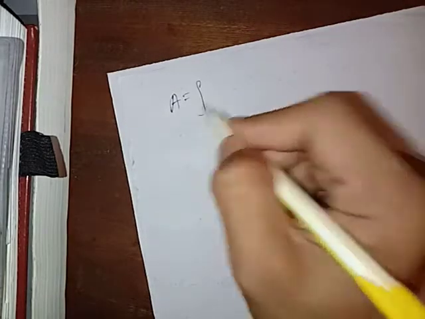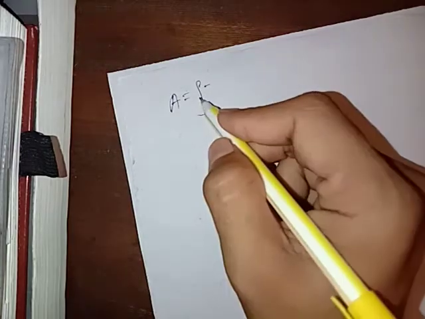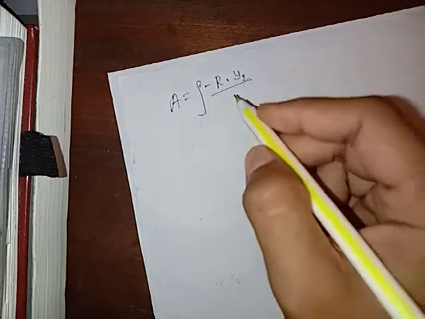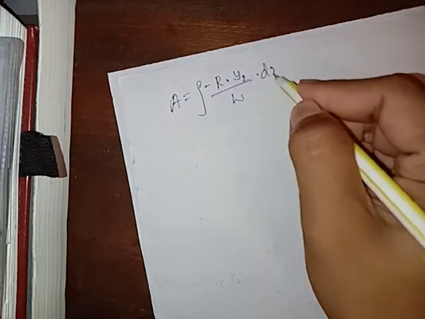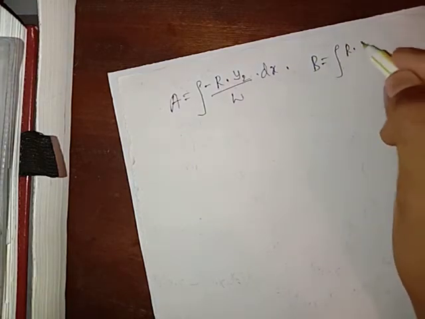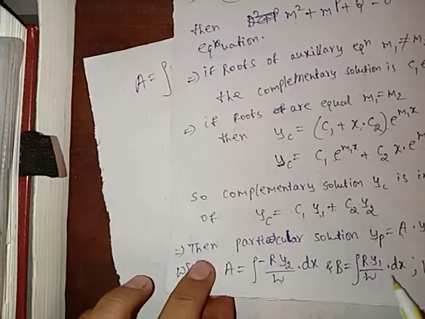So a is equal to, we know that a is equal to minus integral of r into y2 divided by w into dx, and b is equal to integral of r into y1 divided by w into dx. This is the variation of parameters method.